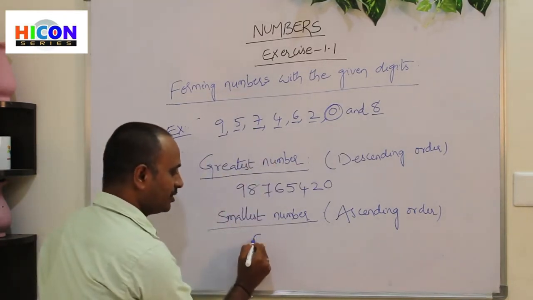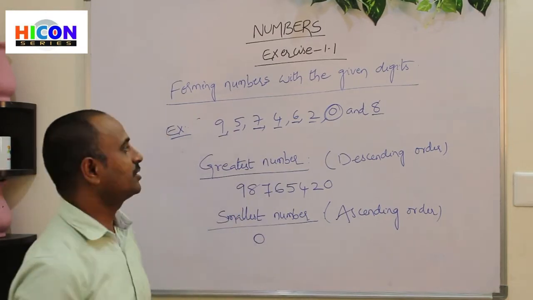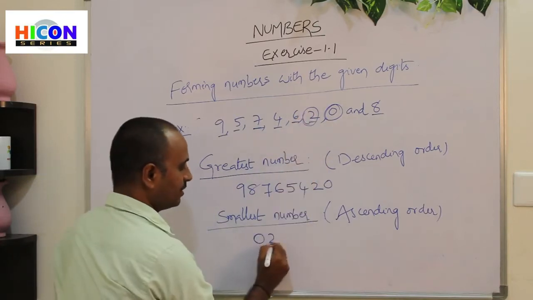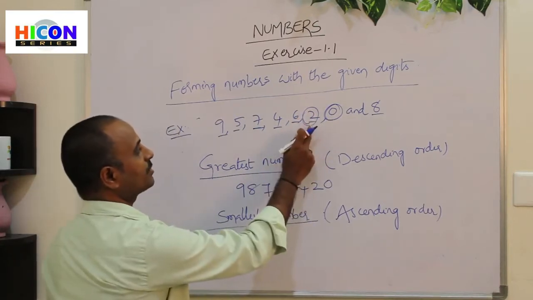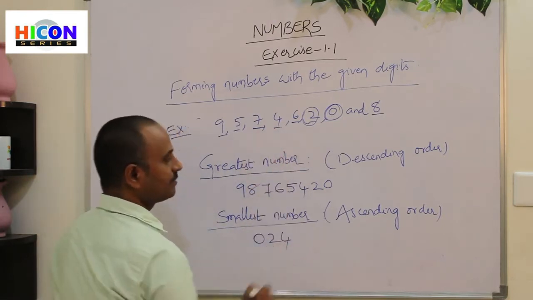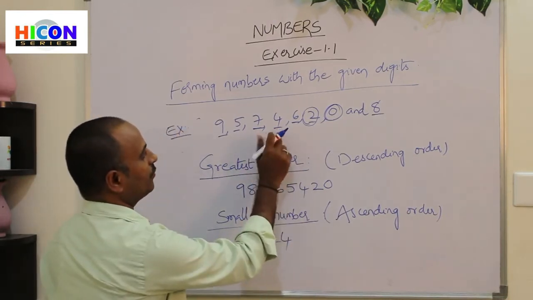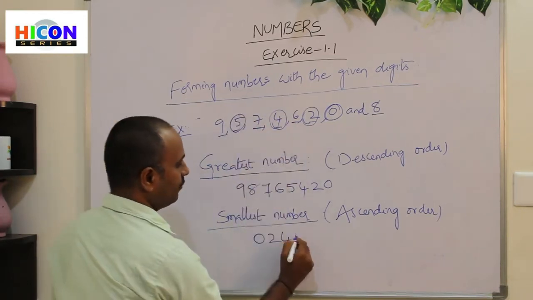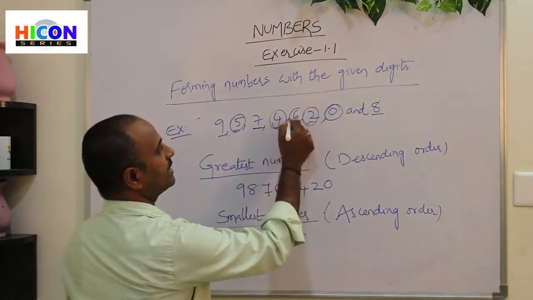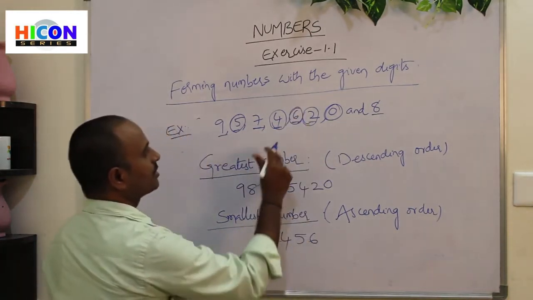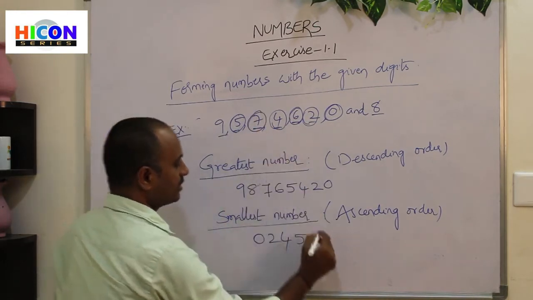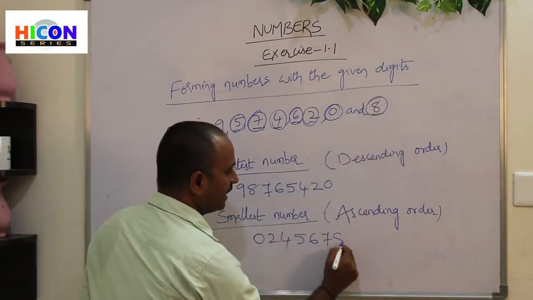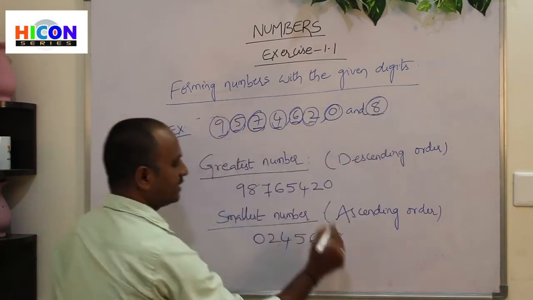So write 0 first. After 0, which one is the smallest? 2 is the smallest. So write 2. After 2, 4 is the smallest. So write 4. After 4, which one is the smallest? 5 is the smallest. So write 5. After 5, 6 is the smallest. So write 6. After 6, 7 is the smallest. So write 7 here. After 7, 8 is the smallest. So write 8 here. And after 8, 9 is the smallest.